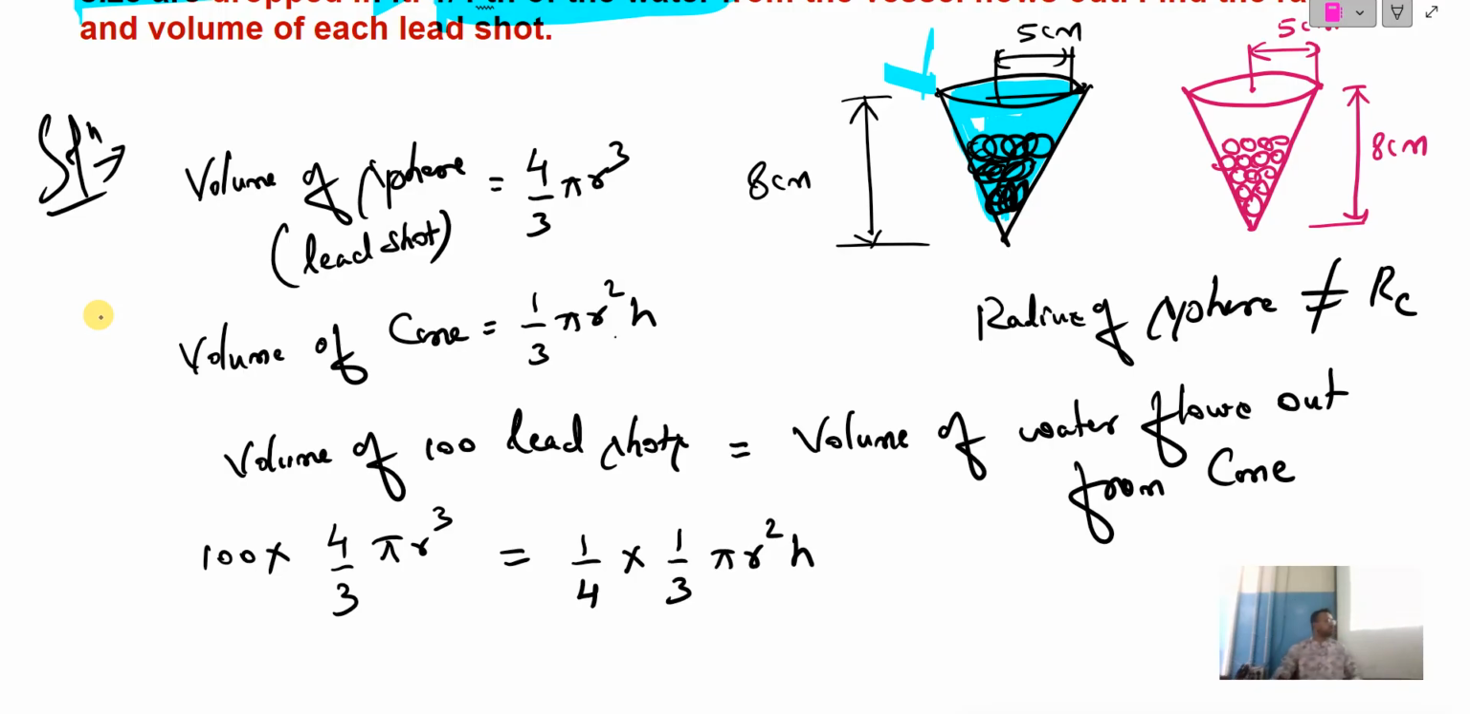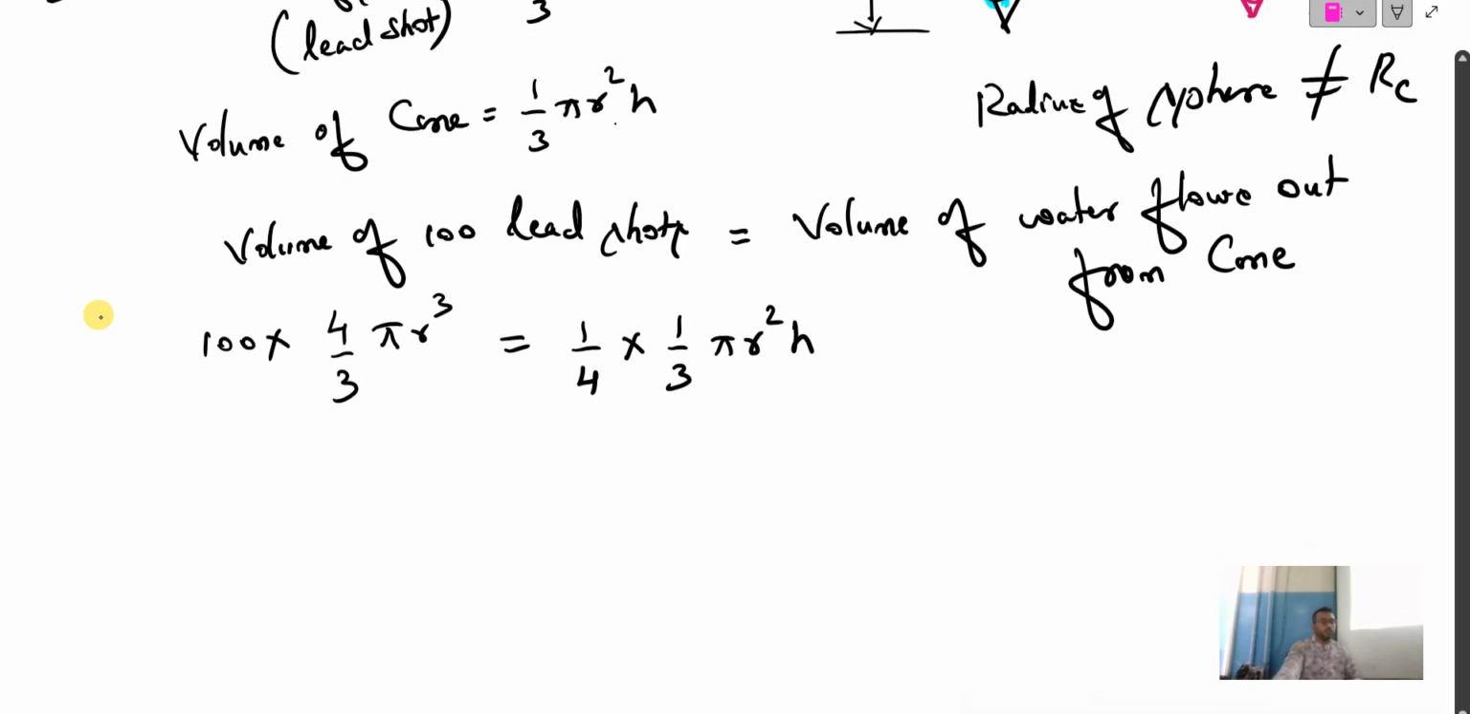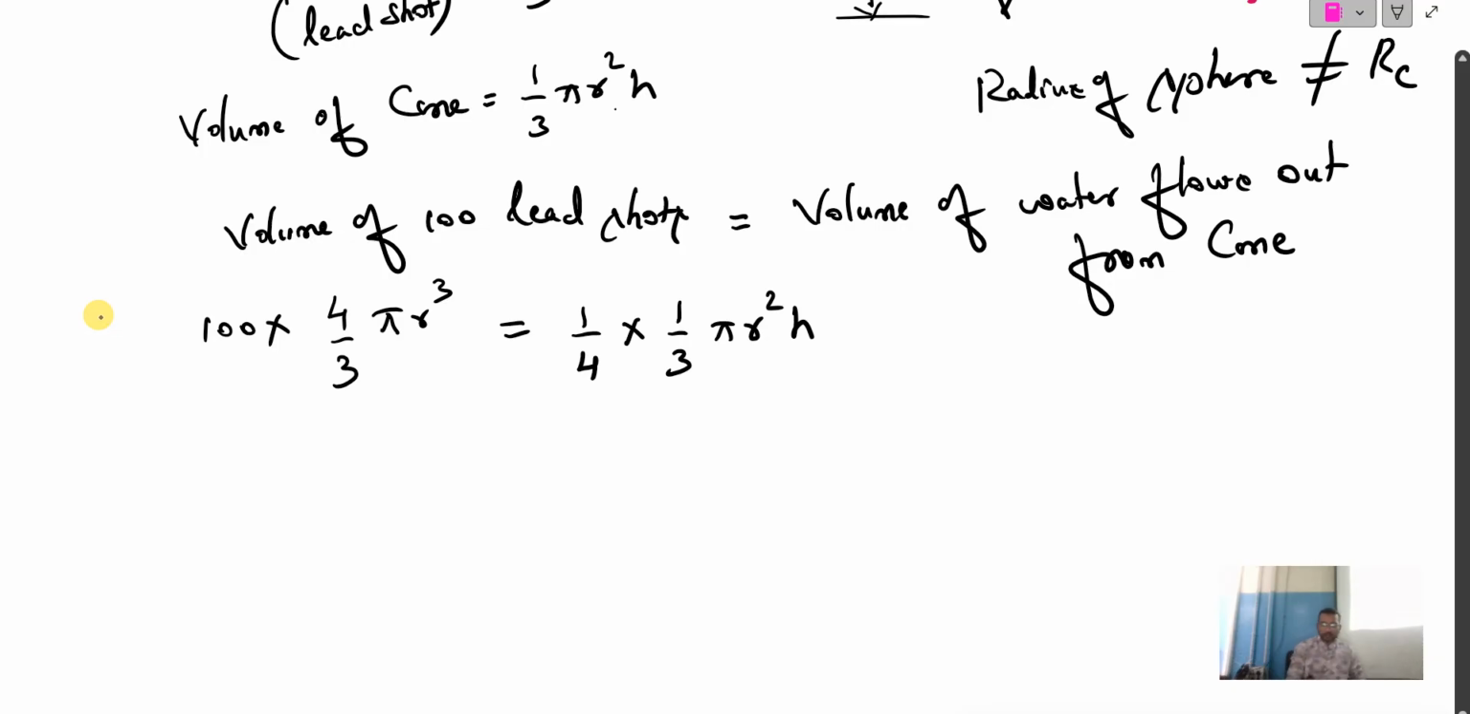What is the value of r here? 5. That is the radius of the cone. Radius of cone is 5. So 5 into 5 into height. What is the height of the cone? Height of the cone is 8 centimeters. Now as you can see, 4 ones are 4, 4 twos are 8. Now we need the value of r. Which radius is this?